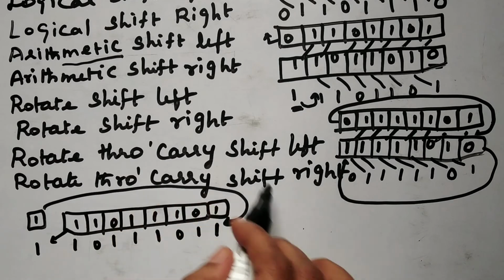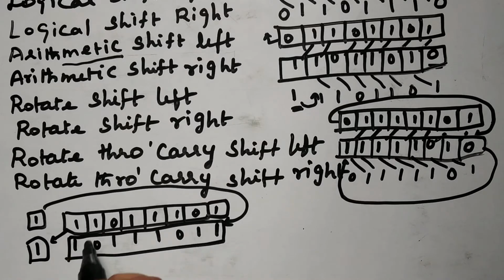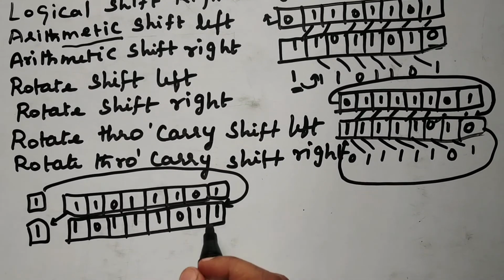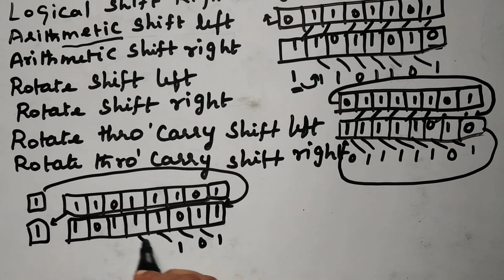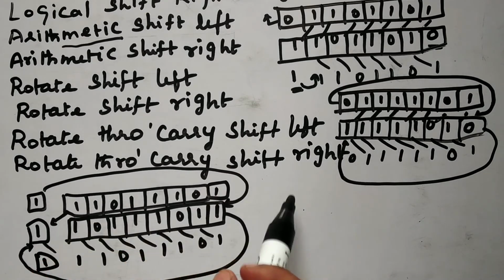This is what rotate through carry. Now, if you are considering this as the input for performing rotate through carry shift right, what happens if you perform the shift right operation? This 1 0 1 1 1 0 1 will come here, the carry will come here, and this last bit will go to the carry. So carry will hold this value. This is the rotate through carry shift right operation.